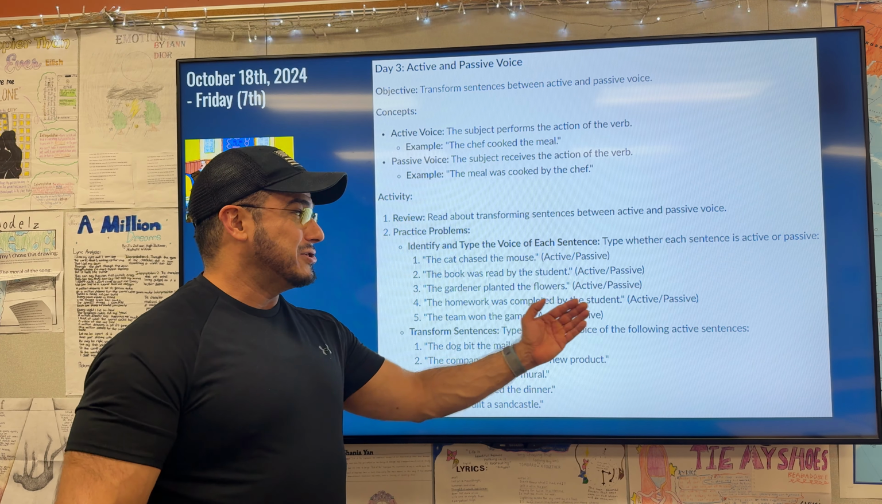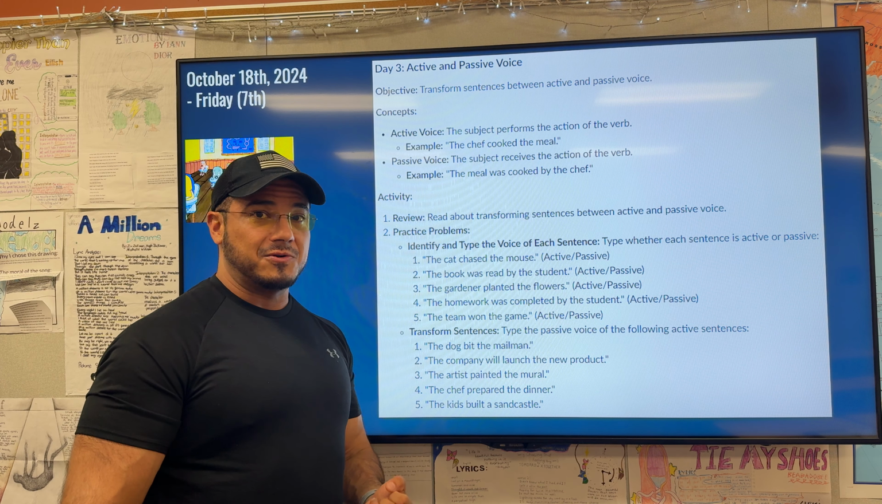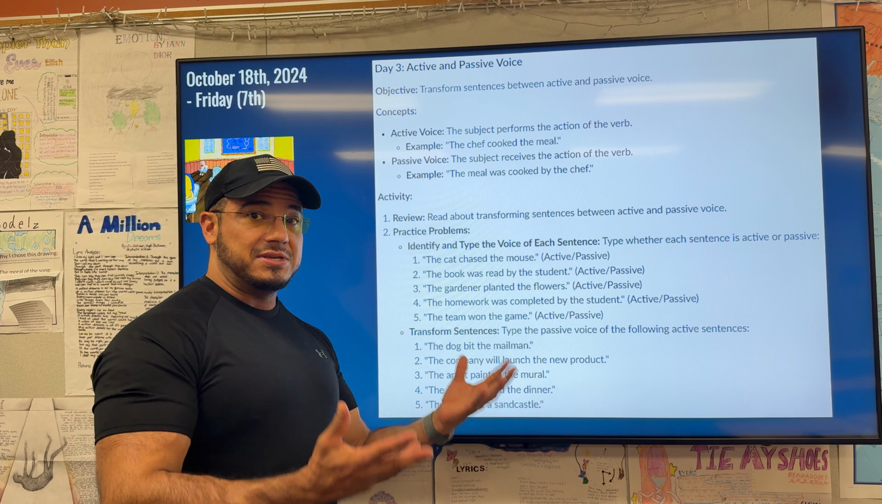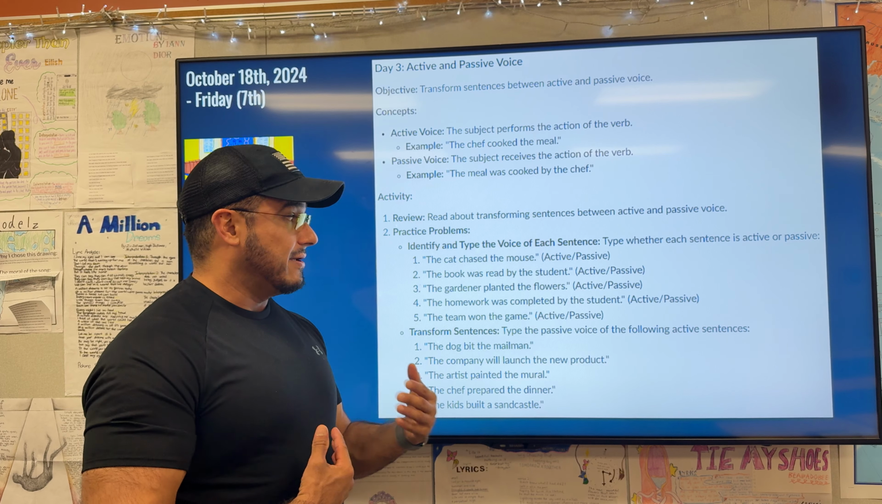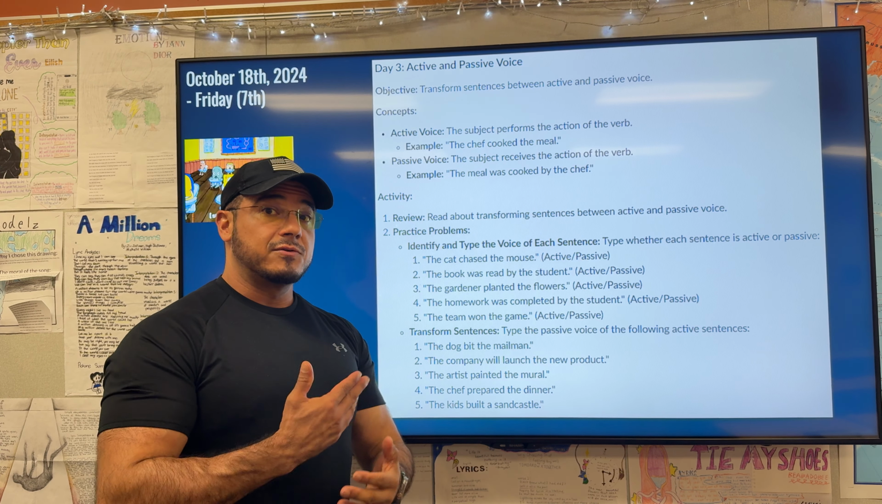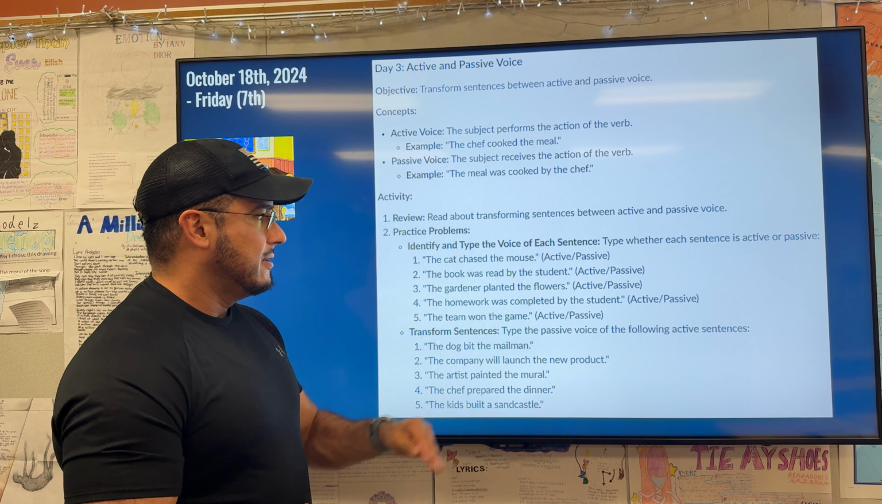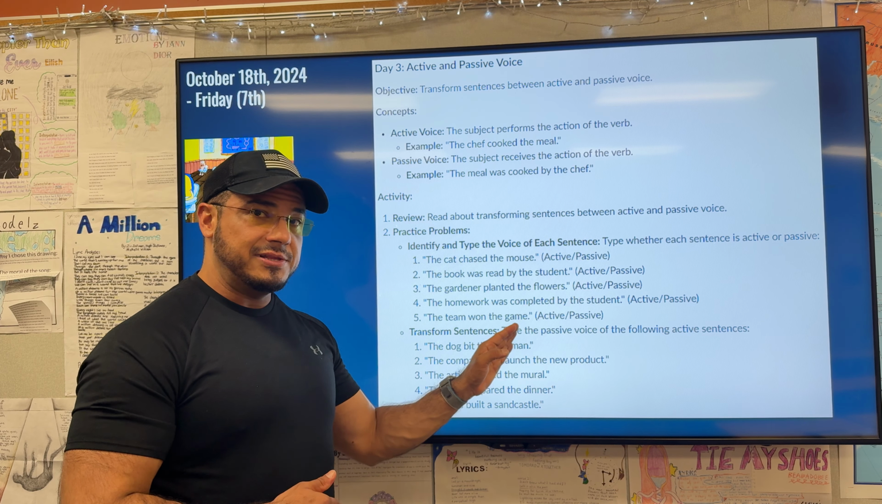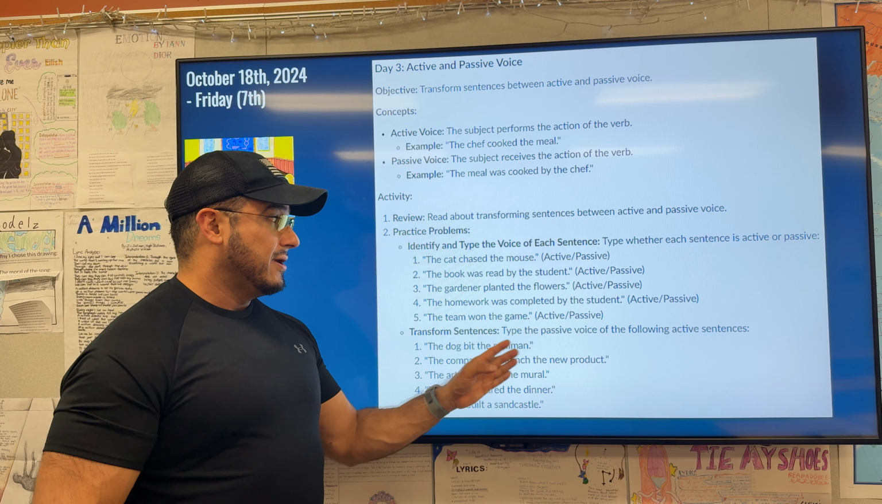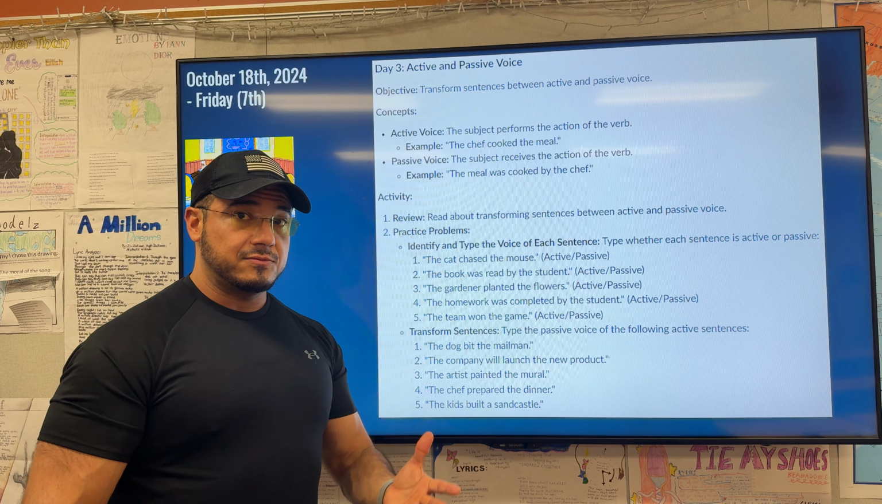Logically speaking, the student is the one who completed the homework. However, again, in this example, we can see that he's receiving that action. Therefore, it's passive. To convert it to its active form, you would say, the student completed the homework. Now we have the student performing the action directly.